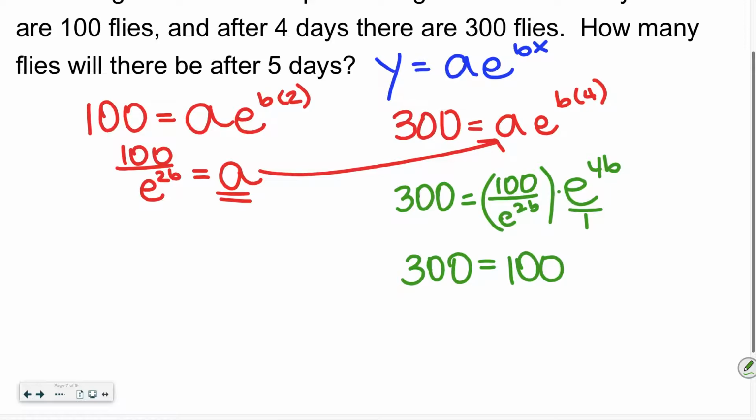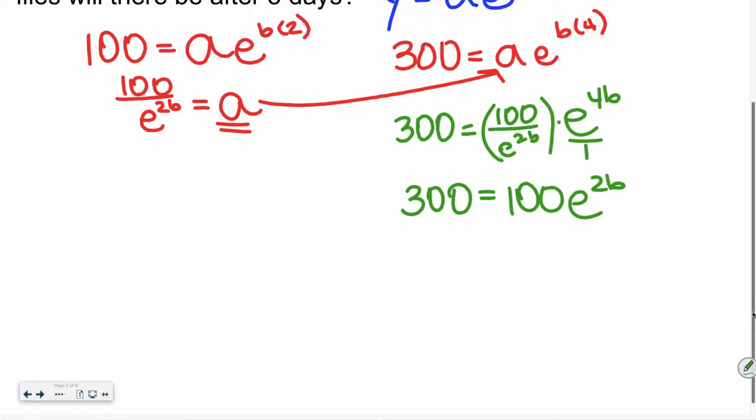So if we have e to the 4b, and we're dividing by e to the 2b, what do we do with exponents when we divide? We subtract. What's 4b minus 2b? Okay. Well, this is looking a little nicer, isn't it? We can divide that 100 over. e to the 2b equals 3. At this point, we've isolated our base to a power, so what can we do? We can rewrite.